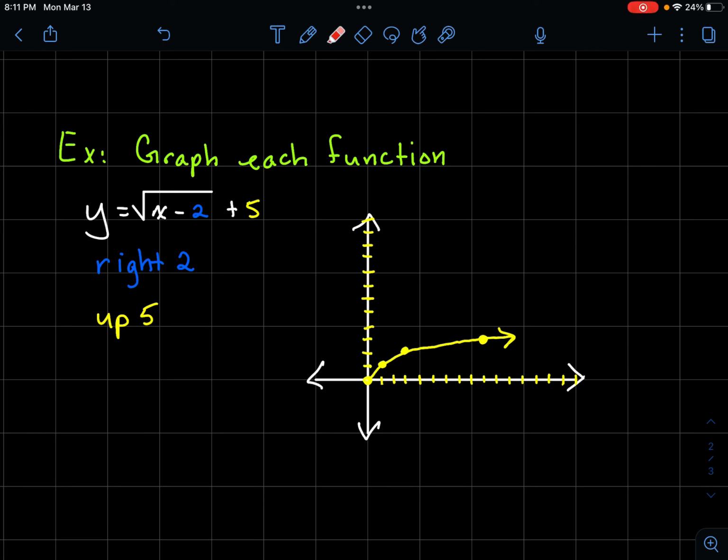So if I take the dot at 0, 0 currently, and I go right 2, up 5, it's going to land here. Take the dot at 1, 1, go right 2, and up 5, now it lands here. Continue this with all of our dots, you'll get the following shape of the graph. So this is what the square root of x minus 2 plus 5 would look like.